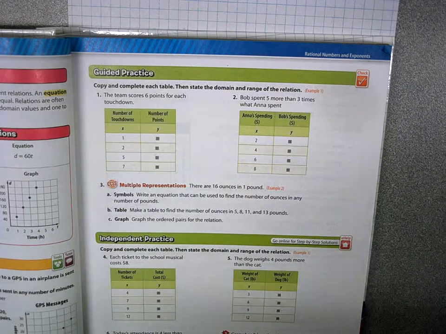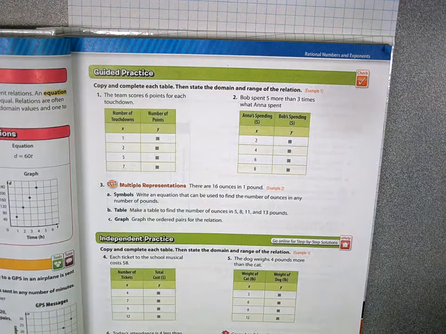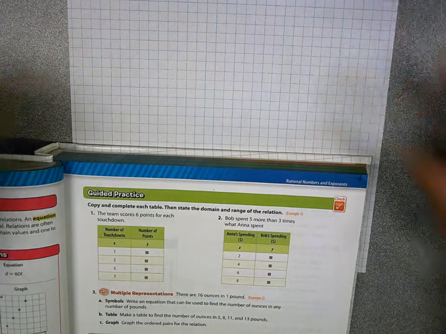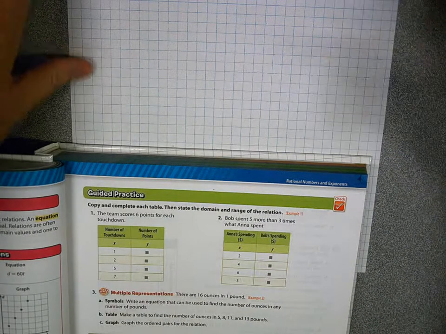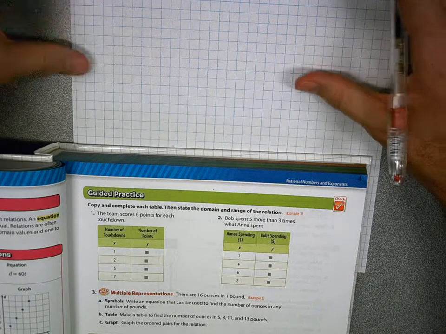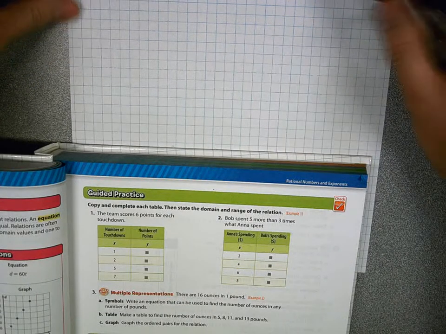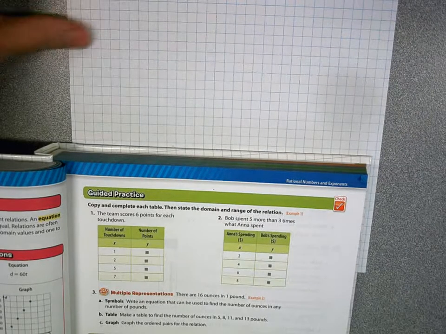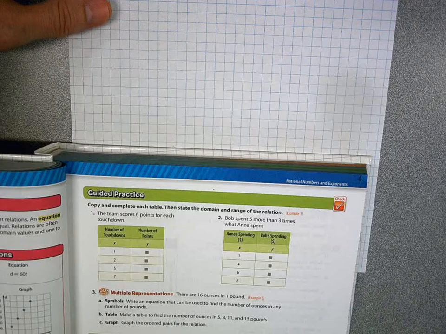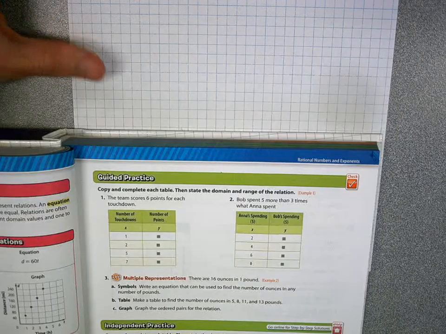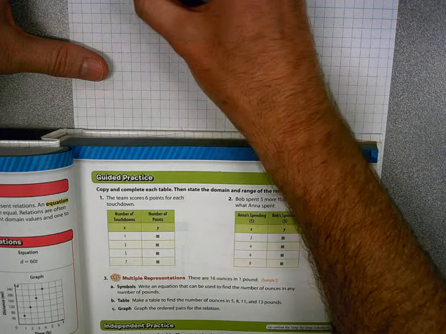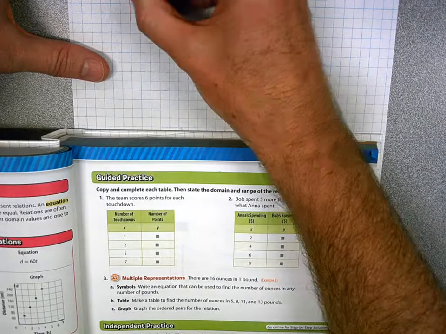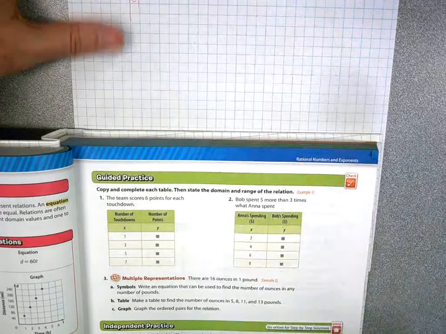Okay, so for number 4, it says copy and complete each table, state the domain and range of the relation. So it's basically exactly what we did for number 2. All right, so this one just says each ticket to the school musical costs $8. So I'm going to start with step 1 like it says up here. I'm going to go ahead and build my table really quickly.